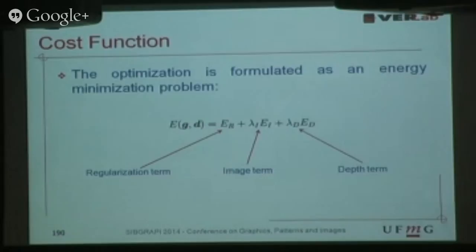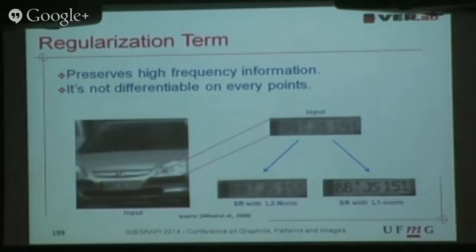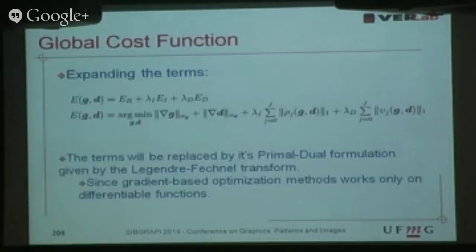The optimization is formulated as a minimization problem where we have the regularization term, the image term, and the depth term. I won't go through all these details; you can find them in his dissertation. Again, you have to deal with this L1 norm versus L2 norm. If you use the L2 norm, of course, it smooths out the image, and we don't want that. You want to keep your edges sharp against some global cost function.